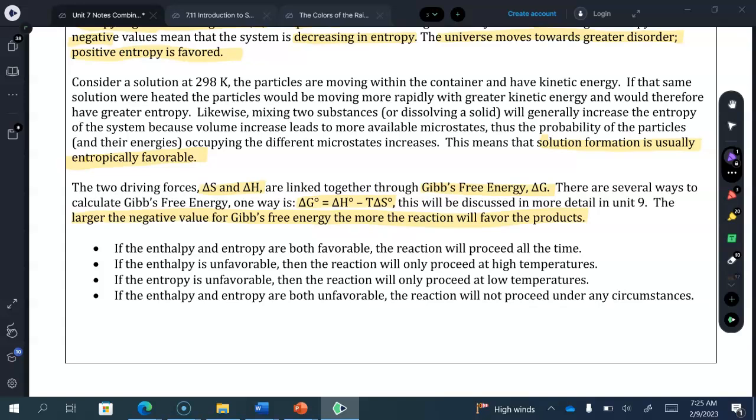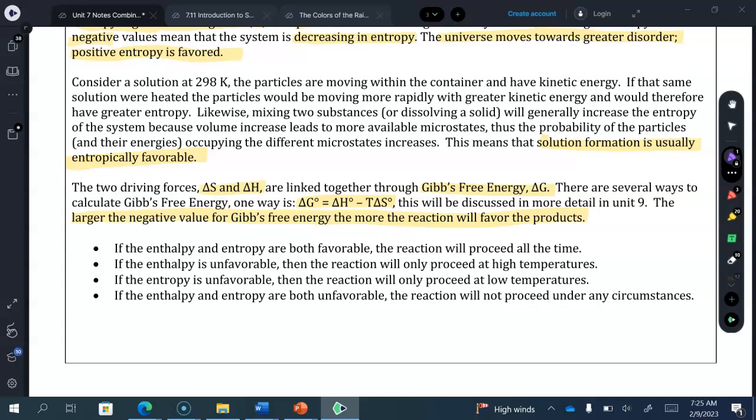Likewise, mixing two substances or dissolving a solid will generally increase the entropy of the system because volume increase leads to more available microstates or positions that the particles can occupy. Thus, the probability of these particles and their energies occupying the different microstates increases. This means that solution formation is usually entropically favorable. Now, there's always exceptions to every rule.